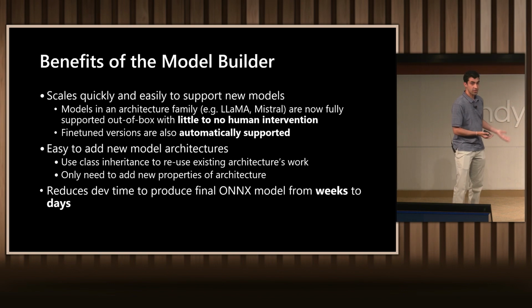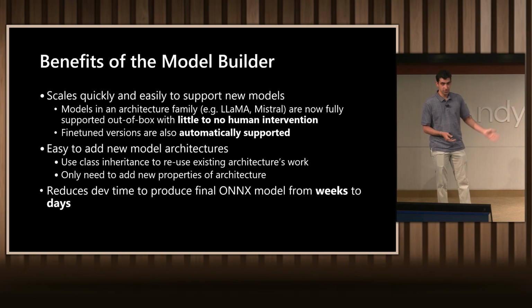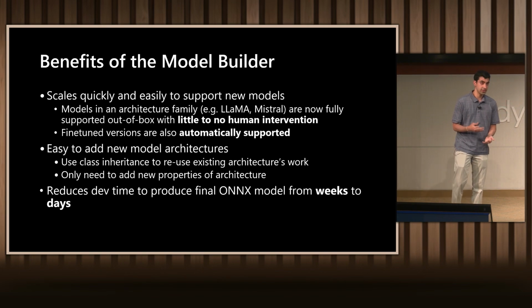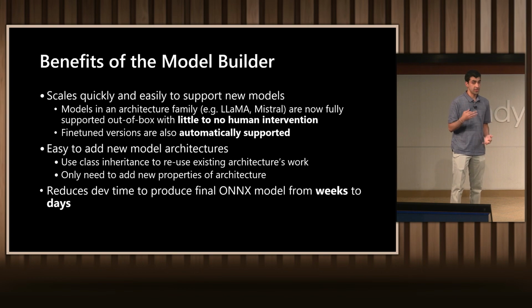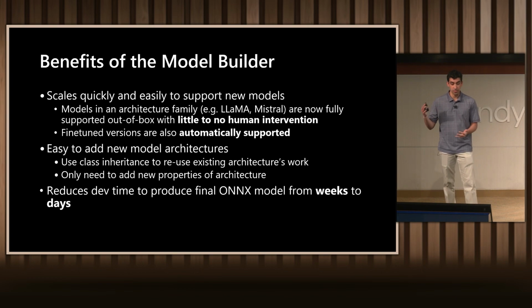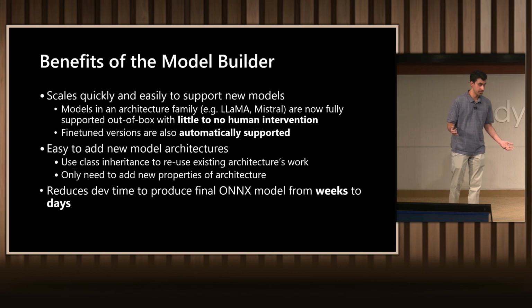Fine-tuned versions are also automatically supported because it's just a simple change of the numerical weights. It's pretty easy to add new model architectures. You just use class inheritance to reuse existing architectures' work, and you only need to make the changes that are unique to your new model's architecture. So as a result, it reduces the amount of dev time it takes to produce the final ONNX model from, let's say, weeks or months to hours or just days.